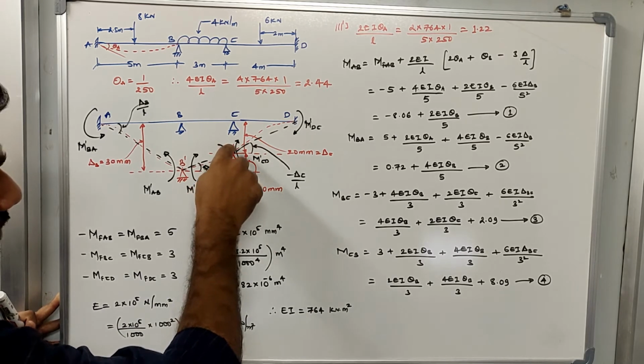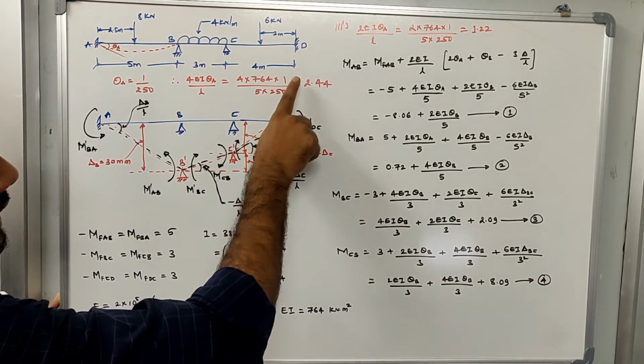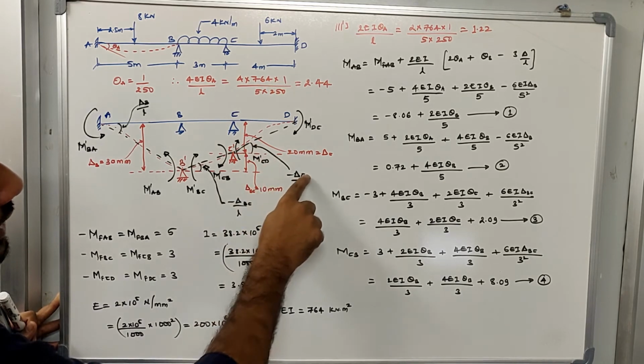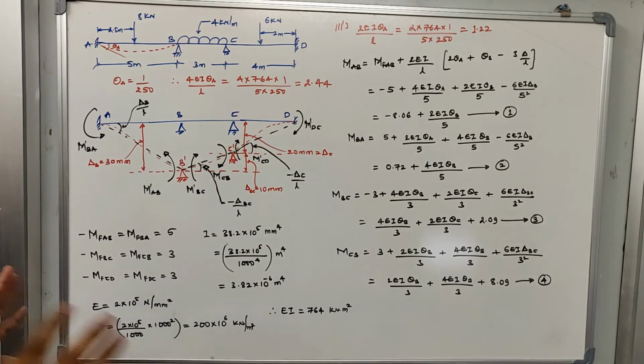again C being the near end, D being the far end, again C dash is at the lower elevation and D is at the higher elevation. Hence again here the slope value will be minus delta by L. This you need to understand.